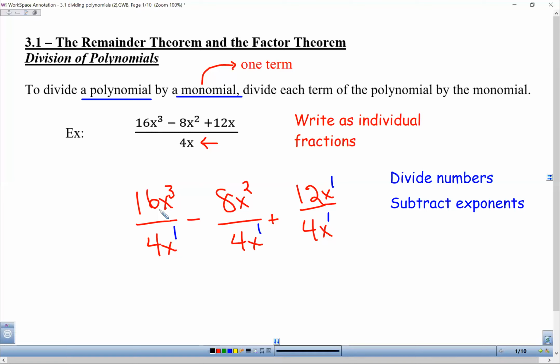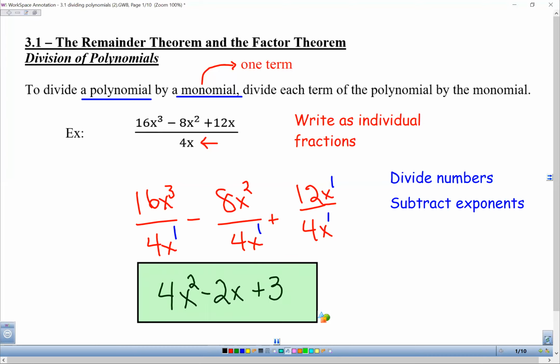So for our first one here, we got 16 divided by 4, which is 4. And for the exponents, 3 minus 1 is 2, so that gives us an x squared. Our second fraction, 8 divided by 4 is 2. And 2 minus 1 is 1, so we just have an x. And finally, 12 divided by 4 is 3. And for the x's, 1 minus 1 is 0, so the x's cancel out. So we just have a 3. So after we divide our polynomial by a monomial, here is the result you are left with.